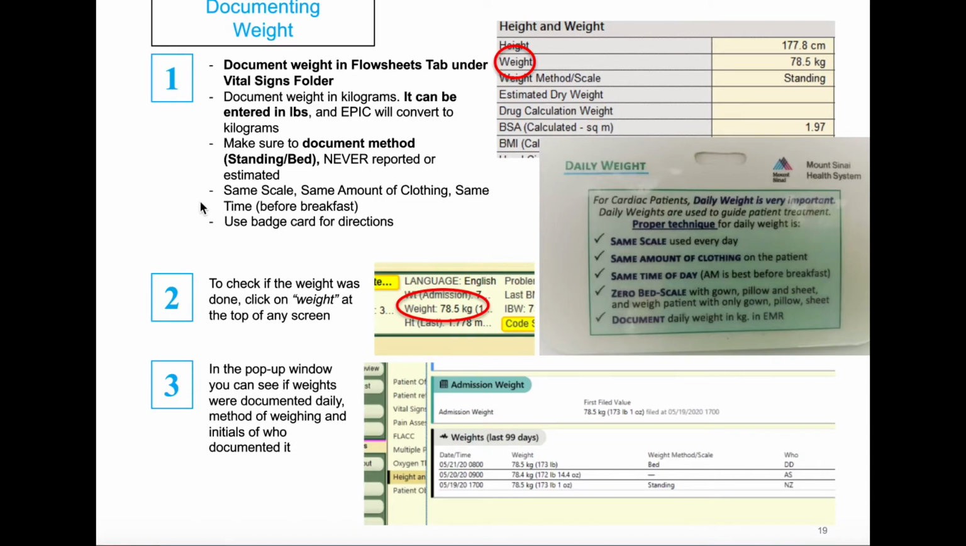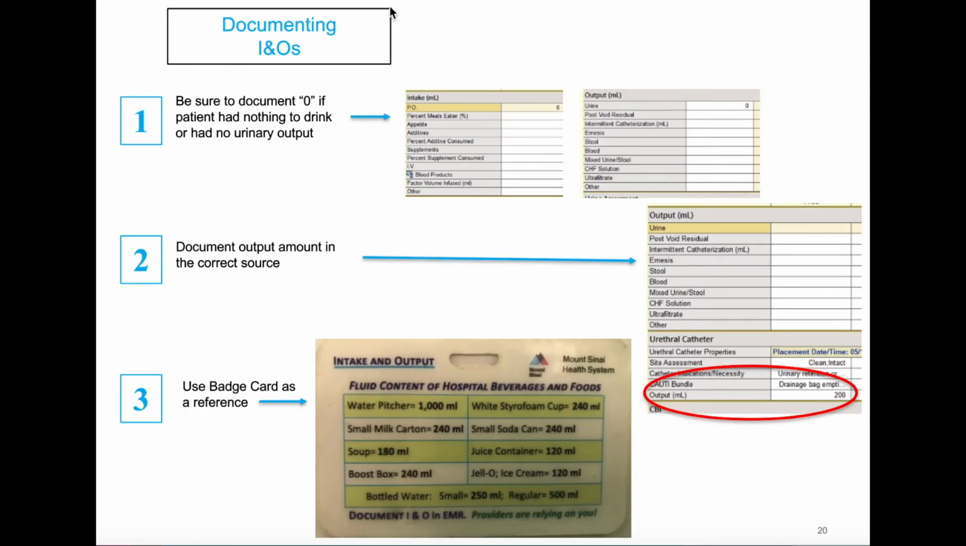When taking the weight, please make sure to use the same scale, the same amount of clothing, and to do the weight at the same time, which will always be before breakfast. And you could use this card over here to kind of guide you. When documenting your intake and output, there are just some things I want to note. Please make sure to document 0 if your patient had nothing to drink or had no urinary output. Leaving it blank is not correct.